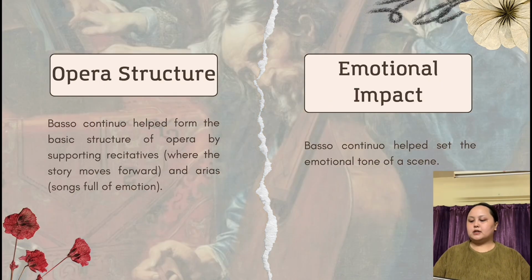Next, opera structure. Basso Continuo helped form the basic structure of opera by supporting recitative and arias. In recitative, the accompaniment was simple, so the singer could speak the lines more freely. In arias, it was more complex, supporting the deep emotion of the singers.